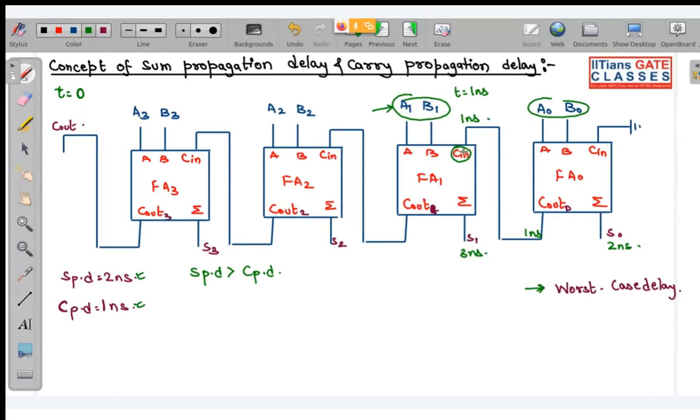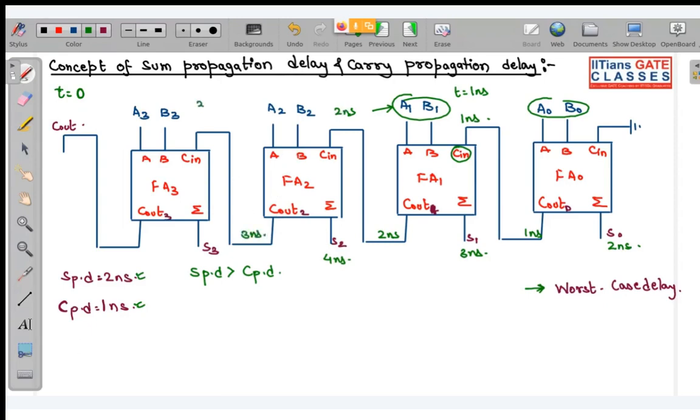Why? At 1 nanosecond, all the inputs had stabilized. So 1 more nanosecond is required for carry propagation delay. So this will be 2 nanoseconds. So the input of this full adder 2 has stabilized at 2 nanosecond. So S2 will be generated at 4 nanosecond, whereas the C out 2 will be generated after 1 more nanosecond. So 2 plus 1, that is 3 nanosecond.